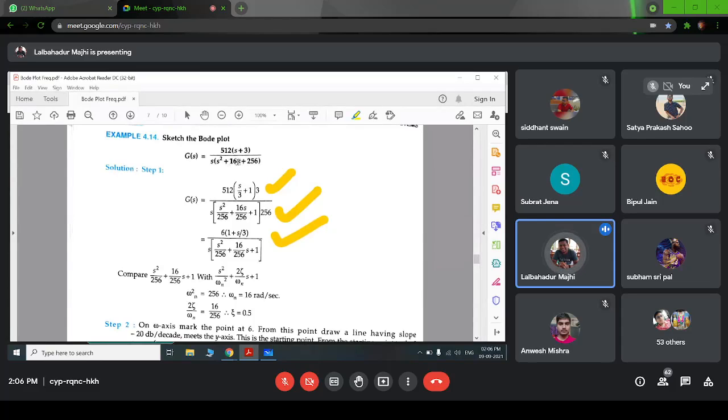We know the standard second order system: s square plus 2 zeta omega n s plus omega n square, right? So omega n is 16. This omega n will be our corner frequency, the undamped natural frequency.